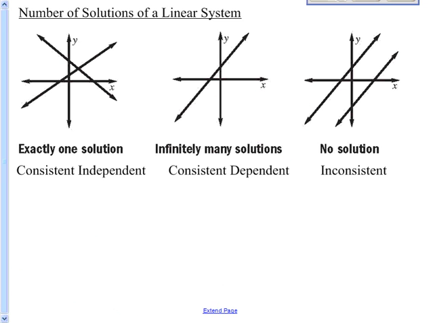Okay, so just to recap, you either have one solution, that's where they cross, you'll see them cross on the graph, infinitely many, they're the exact same line, or referred to as consistent dependent, and finally no solution, which is inconsistent.